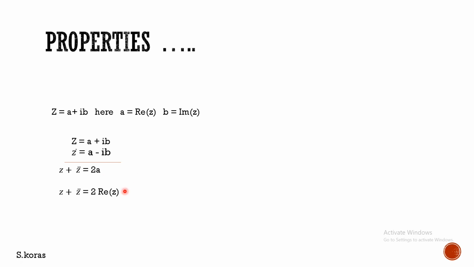If this 2 goes this side, your answer will be (z + z bar)/2 is equal to the real part of z. That's all. So it is very, very simple. So what do you mean by this property? That is, if you add a complex number with its conjugate, surely you will get only the real part. That is the meaning. Right.